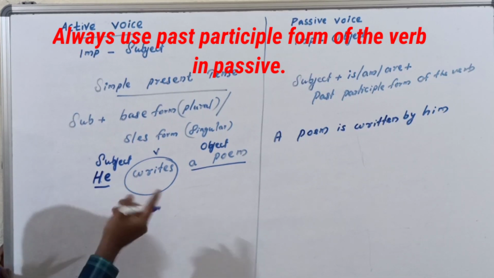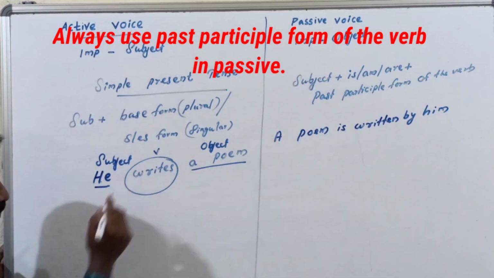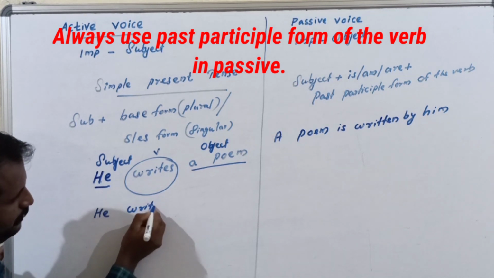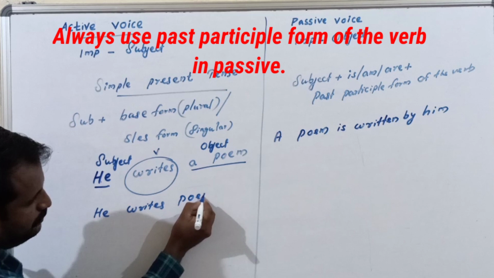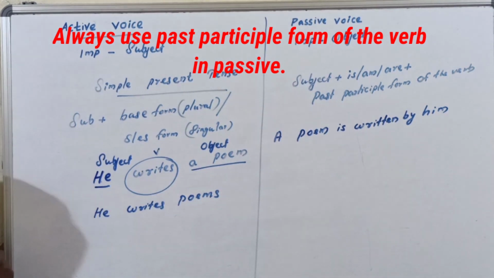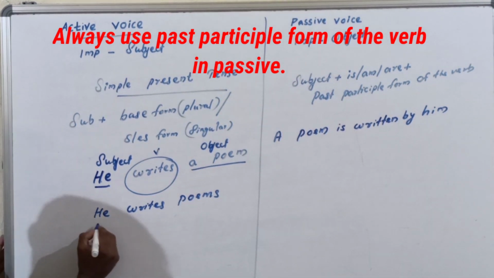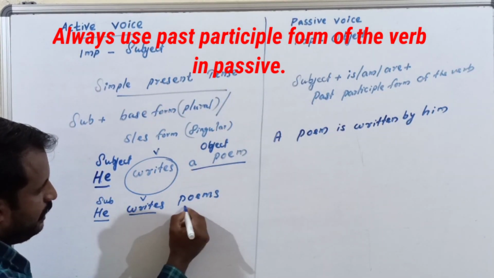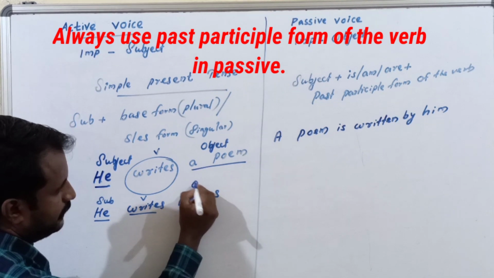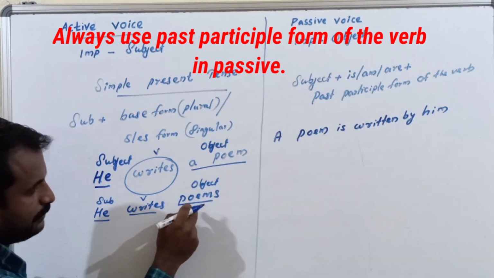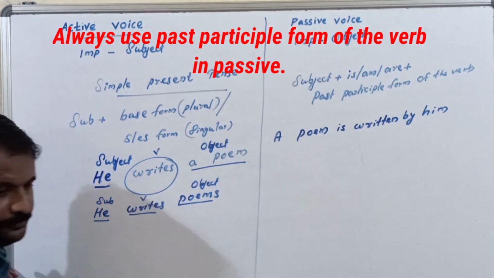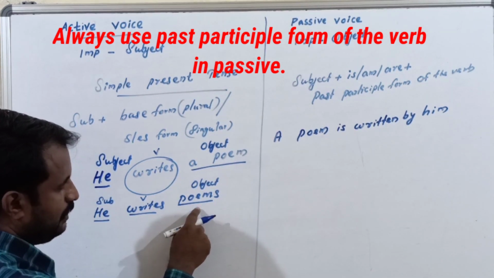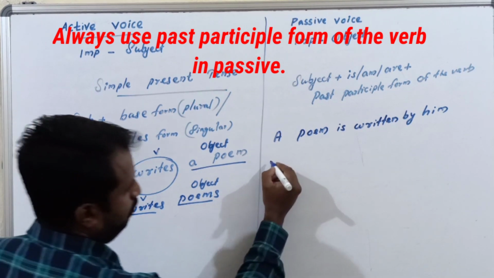Let us go for another example. Instead of he writes a poem, we are going to write he writes poems. Here the subject is he only, and the verb is writes only. And poems is the object, right? And we are giving importance to the object in the passive. The object is poems.